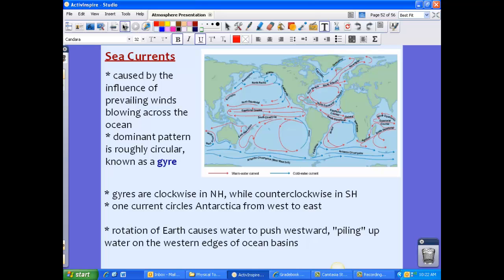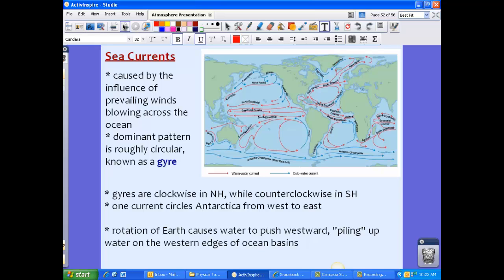Now, sea currents also must be explained because there's a lot of variation in temperature and pressure because of sea currents. Now, sea currents are caused by the influence of prevailing winds blowing across the ocean. Remember, the term prevailing means constant. So these are constant winds blowing across the ocean.